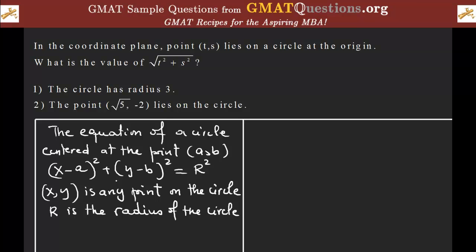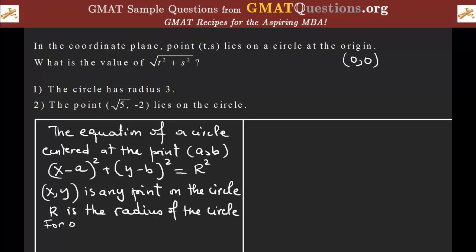Now, we're going to apply this equation to the question at hand. First, you need to realize that we are talking about a point (t, s) here, not (x, y), but also we are told that the circle is centered at the origin. As you know, the origin has coordinates (0, 0). Let me write down here, it's (0, 0), that is the center. They may not give you that on the GMAT, so know that the origin has x coordinate 0 and y coordinate 0.